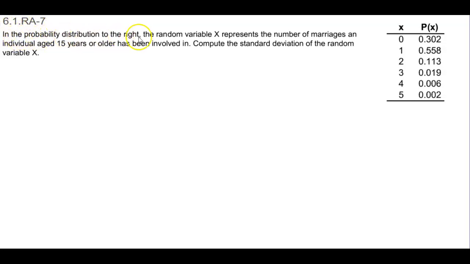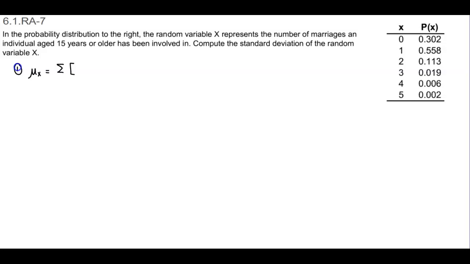6.1.RA-7. In the probability distribution to the right, the random variable x represents the number of marriages an individual age 15 years or older has been involved in. We want to compute the standard deviation of the random variable x. In order for us to do that, we first need to use the formula to compute the mean of the random variable x.